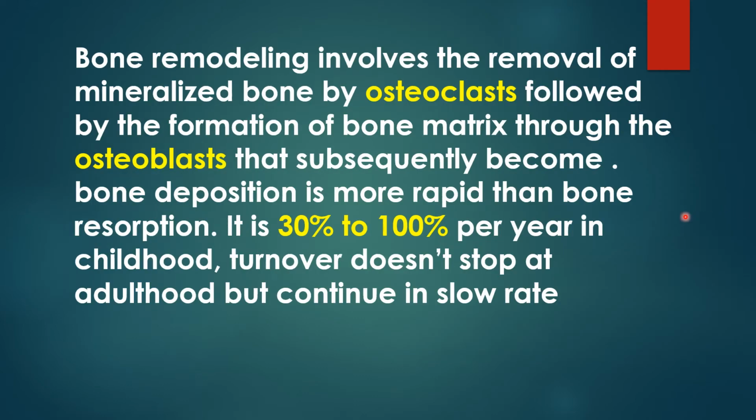Bone remodeling involves the removal of mineralized bone by osteoclasts, followed by formation of bone by osteoblasts. In childhood, bone deposition is more rapid than bone resorption. It is 30% to 10% per year in childhood. Turnover doesn't stop at adulthood but continues at a slow rate.